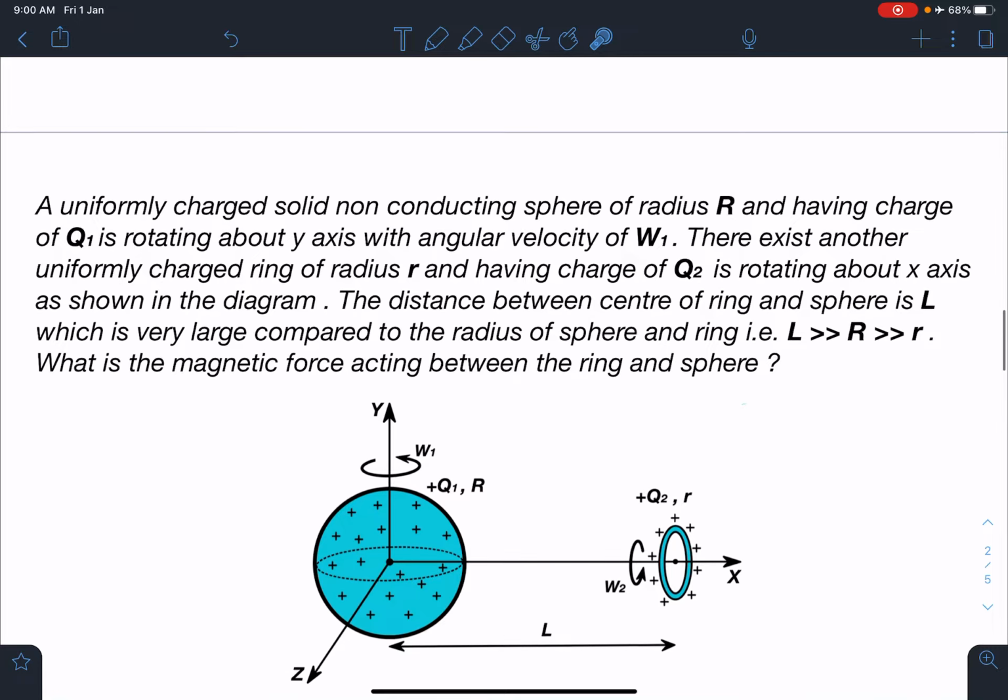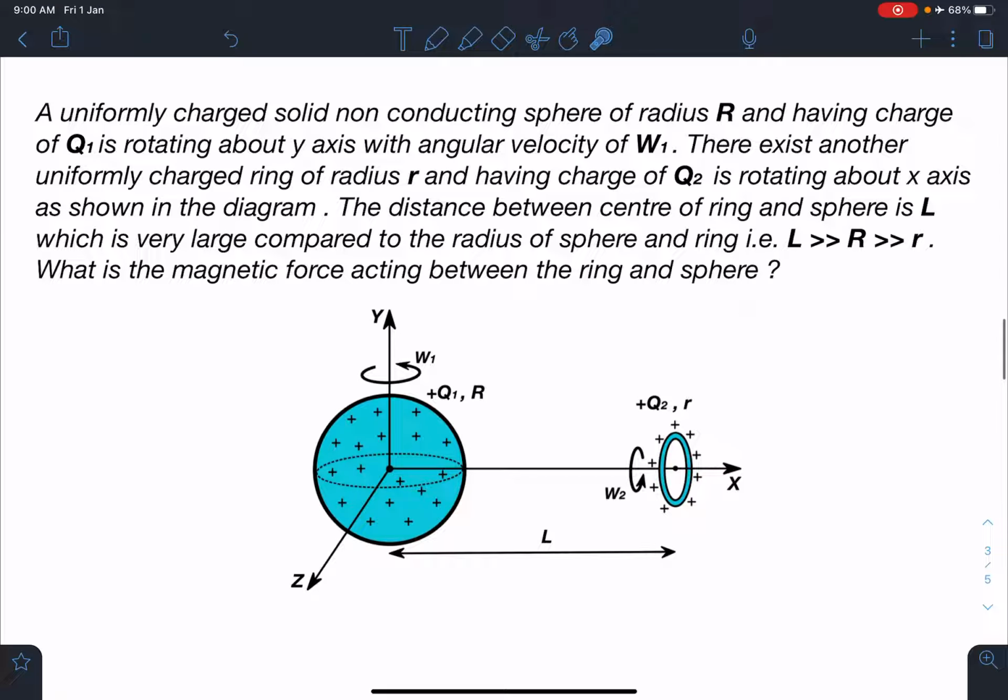Here is the statement of this. Guys, this is the original one. A uniformly charged solid non-conducting sphere of radius r and having charge of q1 is rotating about y-axis with angular velocity of omega 1. There exists another uniformly charged ring of radius r and having a charge of q2 rotating about x-axis as shown in the diagram. You can see here, this is the ring which is rotating and this is the solid sphere. The distance between the center of the ring and the sphere is L.